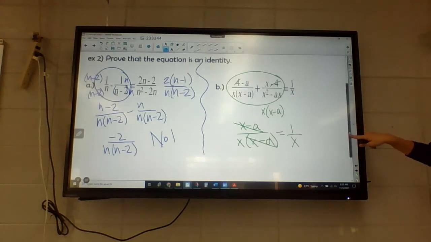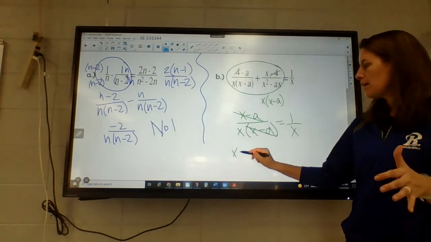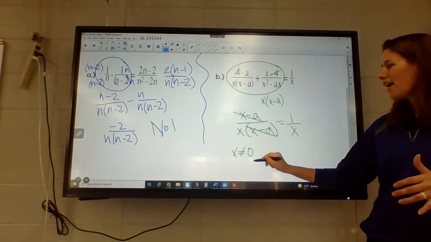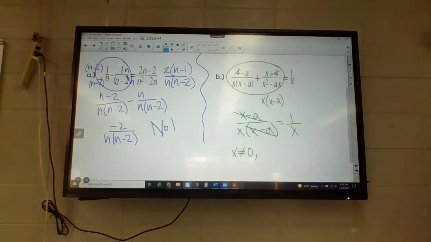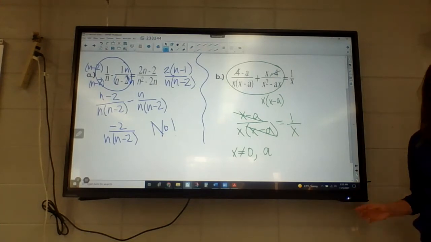The only thing is we do want to talk about the excluded values, and this one's kind of a strange one for excluded values because we have to make sure it works for all values in the domain. So x cannot be what? 0. What's the other one x can be? It's kind of strange. It can't equal a. If x equals a, even though we don't know what a is, if I have a minus a in the denominator, that won't work. So we actually will say x also cannot equal a there. It's kind of a strange one.